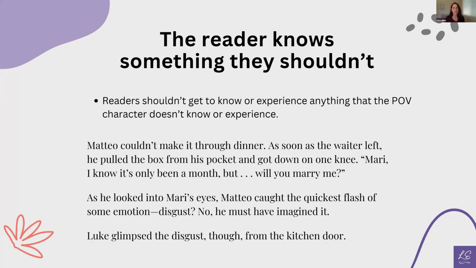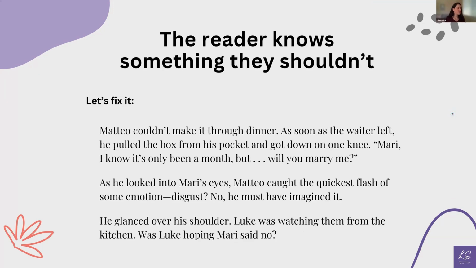Mateo is the point of view character here. So there's no way he could know right now that Luke is seeing that Mari is disgusted with the proposal. We are only supposed to be getting Mateo's point of view. So we're going to fix it.